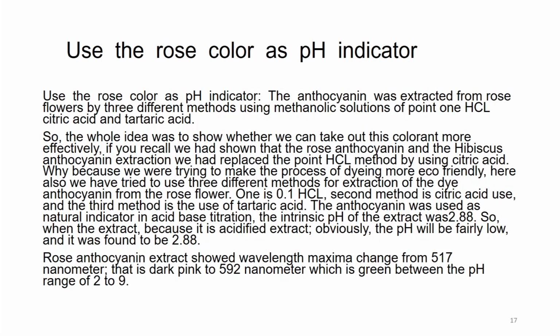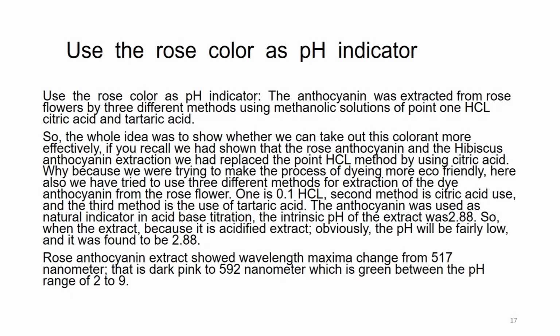Use the rose color as pH indicator, and in a few slides earlier we had discussed that rose petals which can be obtained from temple waste can act as pH indicator. The anthocyanin was extracted from rose flowers by 3 different methods using methanolic solution of 0.1 N HCl, citric acid and tartaric acid. So, three different acids were used for the isolation of this anthocyanin, or dissolution I should say.